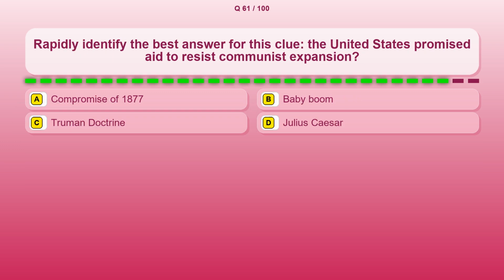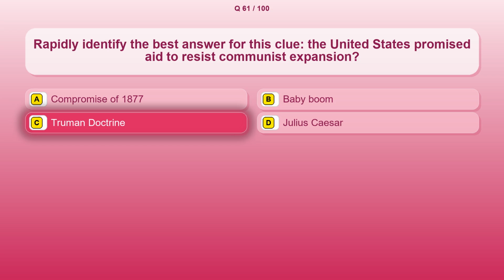Question 61. Rapidly identify the best answer for this clue. The United States promised aid to resist communist expansion. Option A, Compromise of 1877. Option B, Baby Boom. Option C, Truman Doctrine. Option D, Julius Caesar.